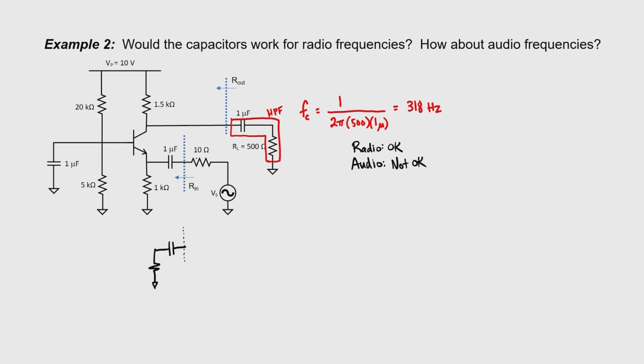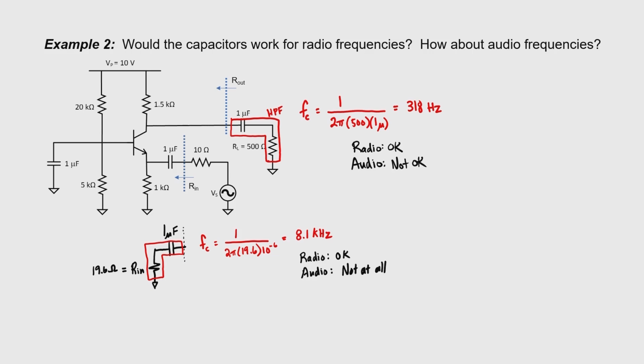If we look here at our input impedance side, we also see a 1 microfarad capacitor, and then we effectively have the rest of our input impedance. The input impedance for this circuit was calculated to be 19.6 ohms. We again have a high-pass filter. Let's find its corner frequency. In this case, it's 8.1 kilohertz. It's a high-pass filter, so radio waves will go right through that capacitor, but this is pretty much just going to block all of the audio frequencies, which usually lie in the hundreds of hertz or so.